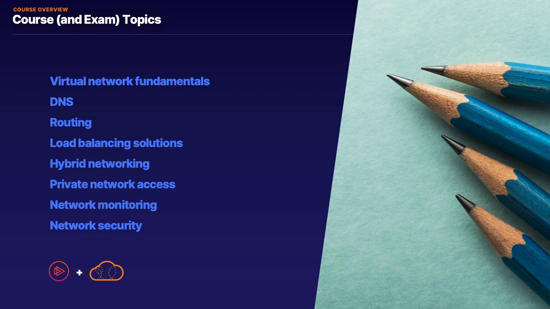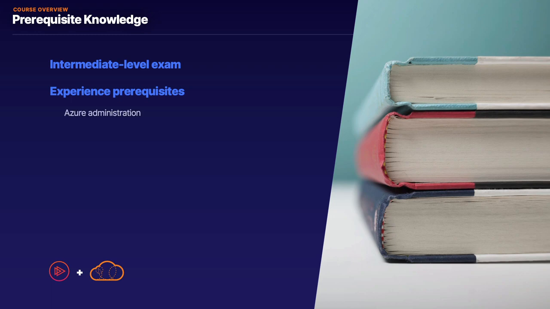Now, as you go through this course, it will really be advantageous for you to have some prerequisite knowledge already checked off. For example, for this exam, you can expect to need at least intermediate level skills because this is an intermediate level exam at the associate level. And the experience prerequisites are going to be a must-have in Azure to properly prepare for this exam. You're going to have experience in Azure administration, and you're certainly going to have some strong knowledge of networking fundamentals so that you can make sense of all of these topics that are involved with networking inside of Azure.